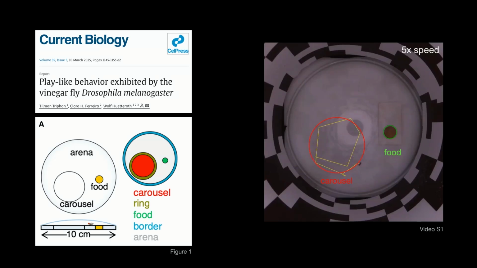And if fly courtship isn't doing it for you, there was this recent paper, the preprint had been out for a while, but it just got published in Current Biology, and I thought it was so cute that I had to at least mention it. This is a paper from Wolf Hitterroth's lab, where they designed these little arenas for flies that contain both a food source and a little rotating platform, a carousel. And it turns out that some flies, but not all flies, really enjoy being flung around.